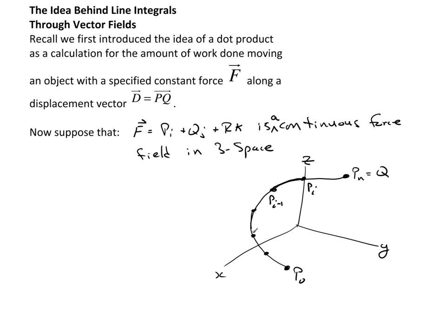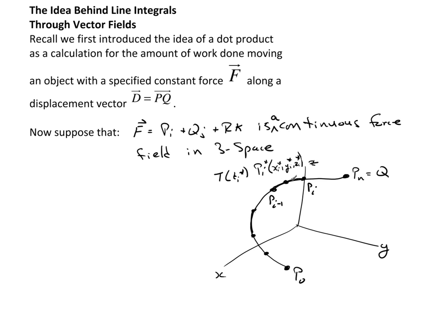If I divide this into small enough subarcs, then the direction of movement from Pi minus 1 to Pi is very well approximated by the tangent vector T at Pi star, where what I'm really thinking about is some point along here I'm going to call Pi star, which is just some point between Pi and Pi minus 1, and it's going to have coordinates xi star, yi star, zi star.